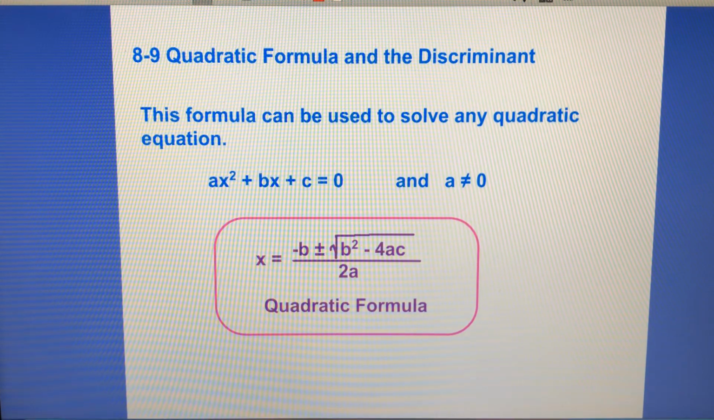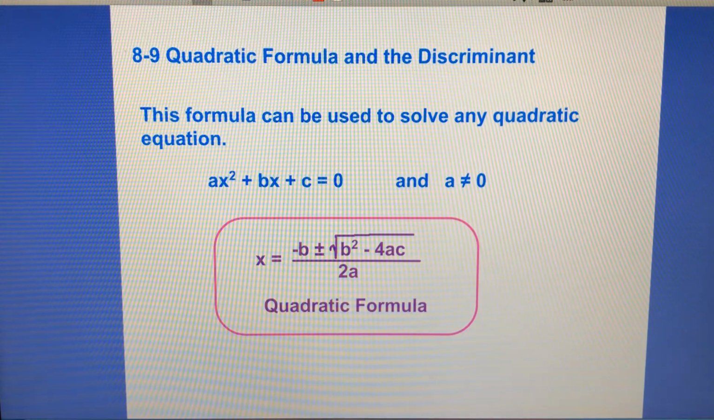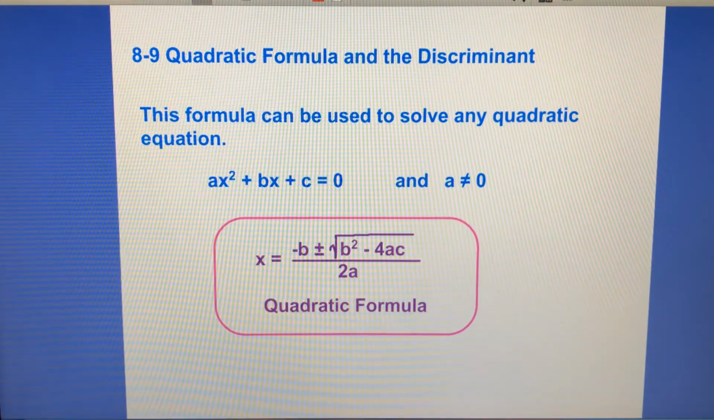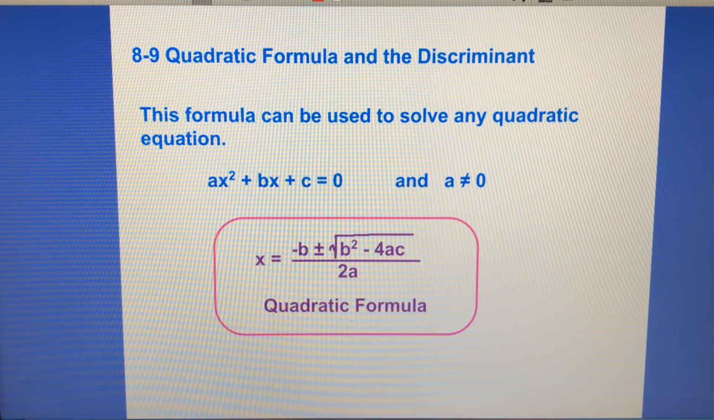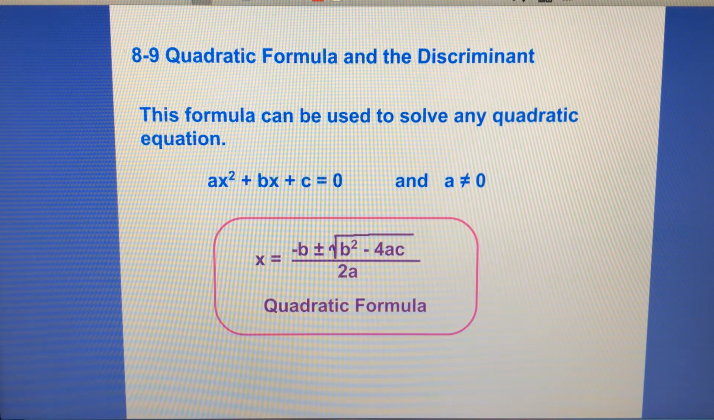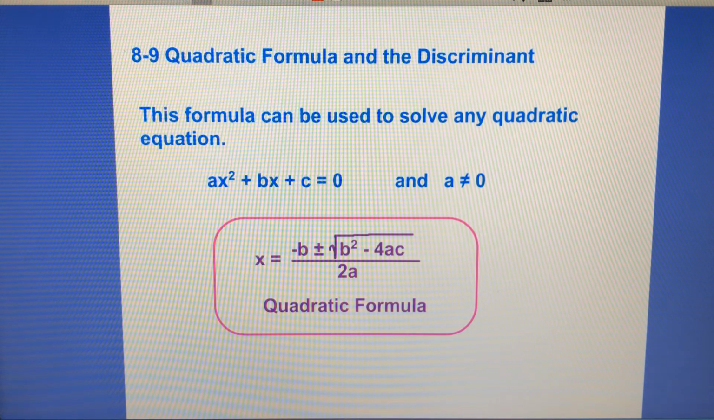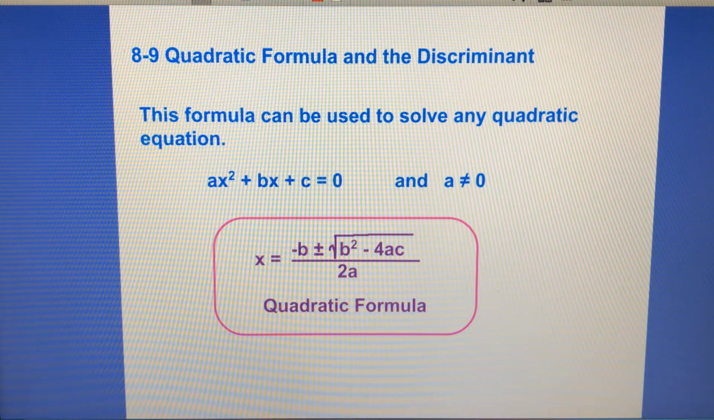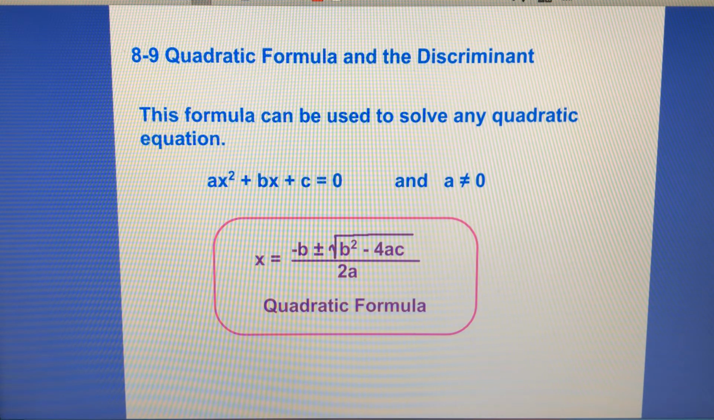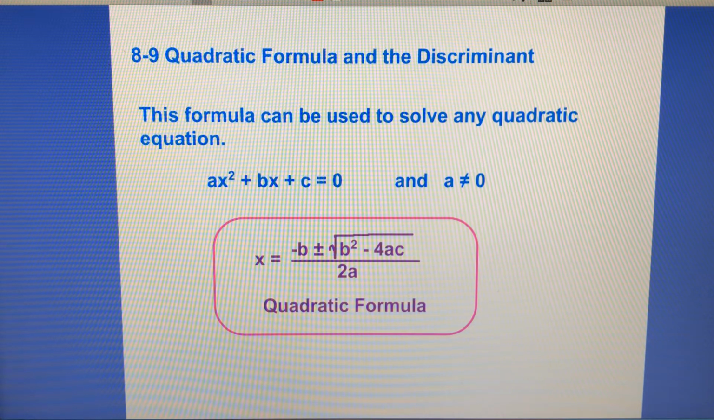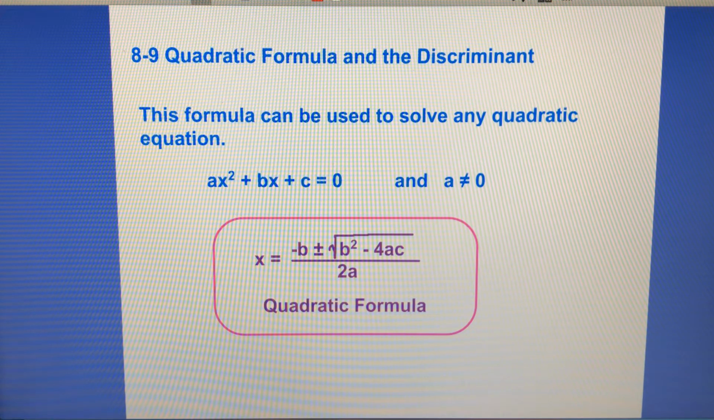Okay? If I was really good with technology, there would be balloons and streamers coming across this screen because this is what you have been waiting for. The quadratic formula and the discriminant. This is almost as good as your diploma that you're going to get in a few days, but this is great. Quadratic formula and the discriminant.